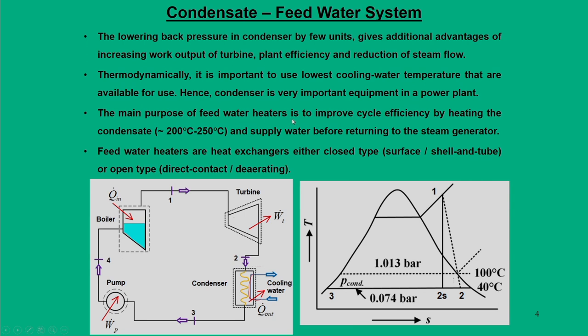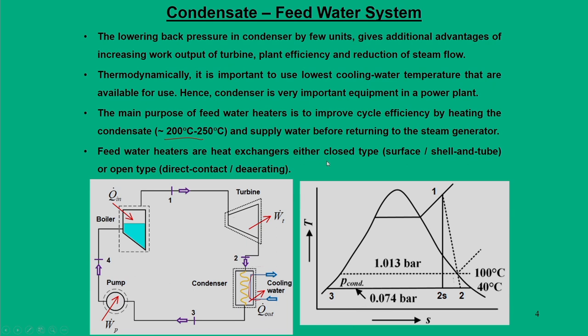The main purpose of feed water heating is to improve the cycle efficiency by heating the condensate to 200 to 250 degree centigrade. Later we will see that when we take out the condensate, we do not really bring it back to atmospheric temperature; rather we leave it at around 200 to 250 degree centigrade, so that at the entry to the boiler, the boiler load will come down. We supply this feed water at 200 to 250 degree centigrade before returning to the steam generator.